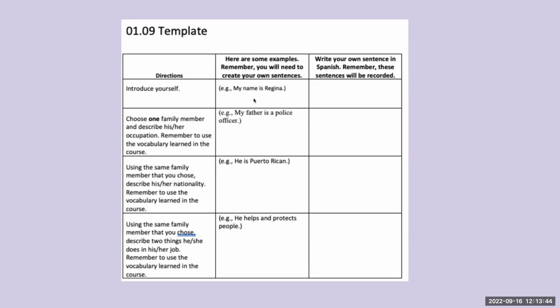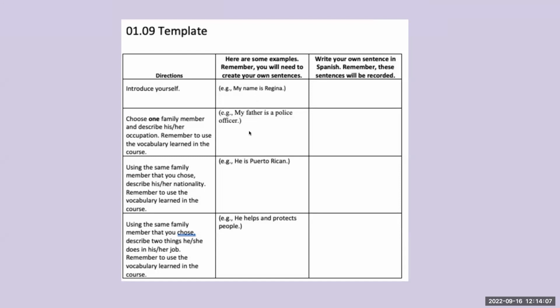No volunteers. You type it in the chat. All right, Jomel says, mi nombre es Jomel. That's a good way to give your name. What's another way to give your name? Maybe me llamo. Me llamo, and just give your name. All right. So now family member.